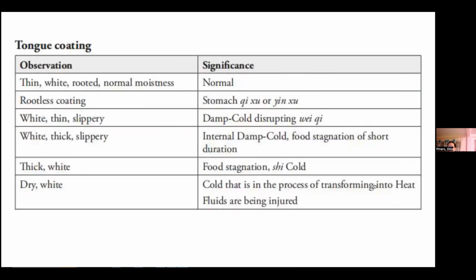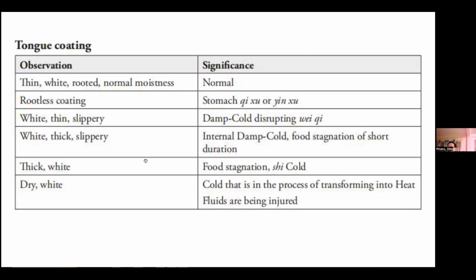So we have another table here, yung tongue coating sa observation. Pag thin, white, rooted, normal ang moistness. So there, this indicates that this tongue coating is normal. Pag rootless coating, ibig sabihin, stomach chi deficiency or yin deficiency. Pag meron naman white, thin, and slippery, there could be a presence of damp cold disrupting the stomach chi. So pag may thick, white, and slippery naman, this indicates that there is an internal damp cold or presence of food stagnation of short duration. So ito po yung pag white, thin, slippery, external, pag nag-thick na po yung white and slippery, internal na po siya, damp cold.